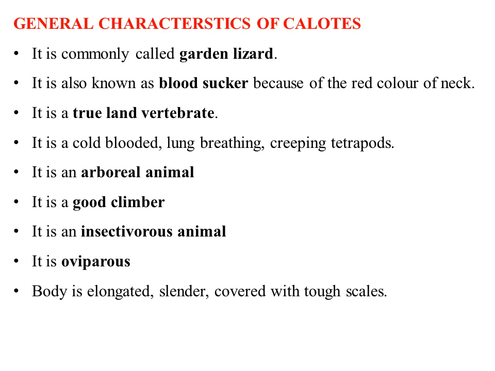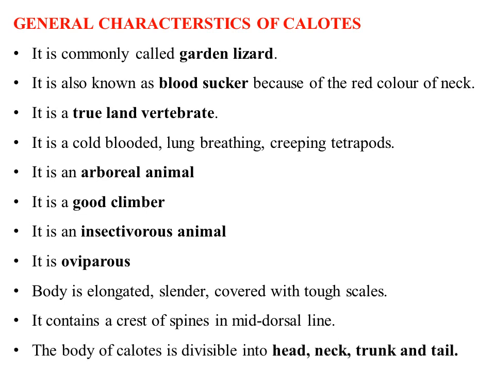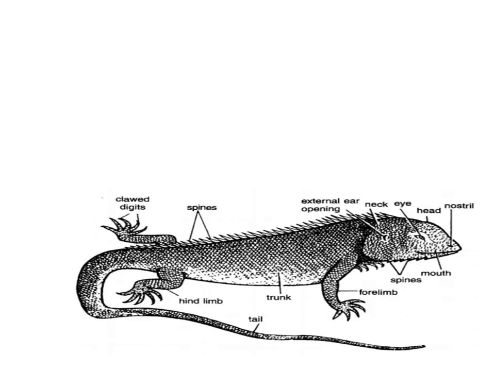The body of Calotes is divisible into head, neck, trunk, and tail. It is elongated and slender, covered with tough scales. It contains a crest of spines in the mid-dorsal line of the body, and the body consists of four regions, that is, head, neck, trunk, and tail regions. Then coming to the head region.